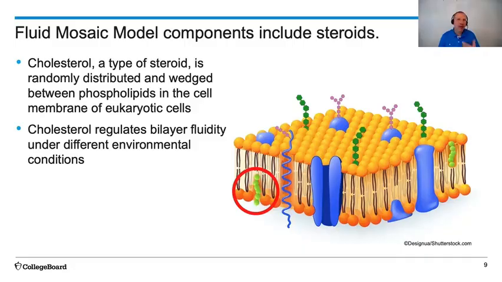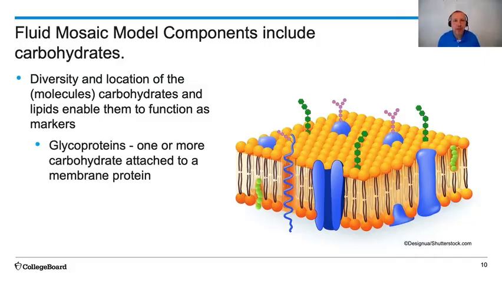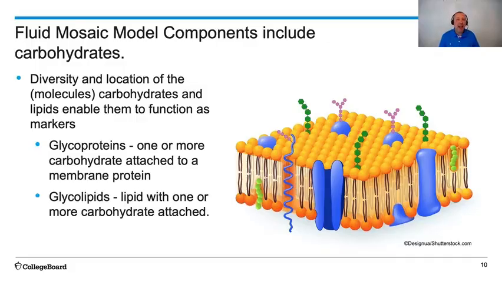The last component of the fluid mosaic model would be carbohydrates. The diversity and location of these carbohydrates allow them to function as cell markers, and there's two types. Type number one, glycoproteins. These are carbohydrates attached to embedded proteins. The other one is glycolipids. These are where the carbohydrate is attached to a lipid in the bilayer.